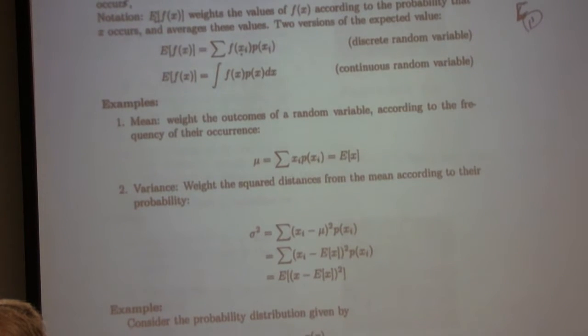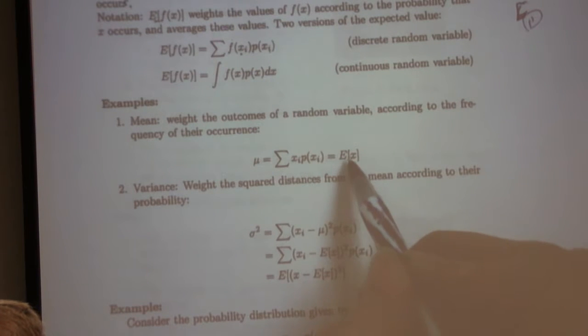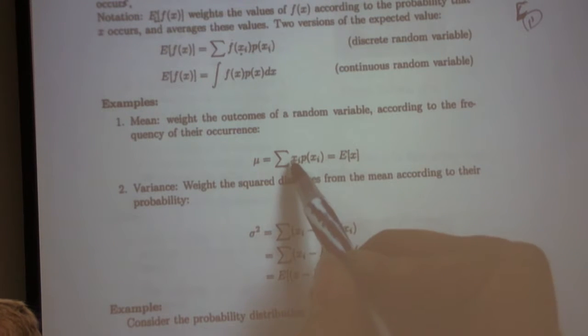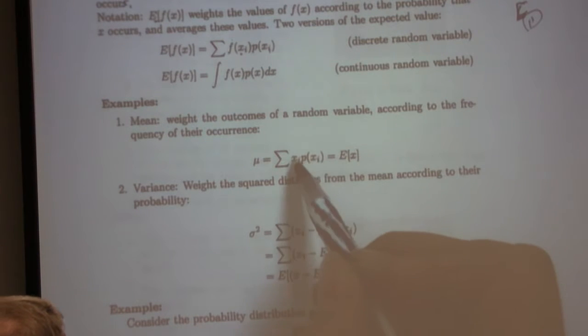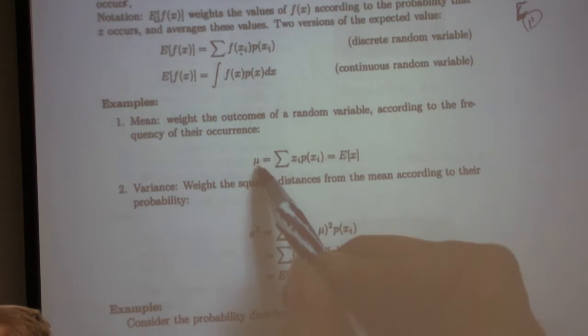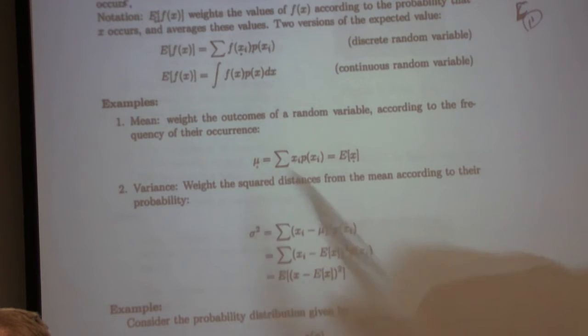Okay. And so a couple of examples of the expected value function. The expected value of x is literally just the mean, right? Because the expected value of this function says multiply the value of the function times the probability that it occurs and add. And that's exactly the mean that we saw in the previous page. So the expected value of a random variable is simply the mean of the random variable.